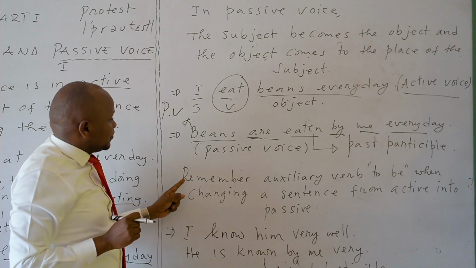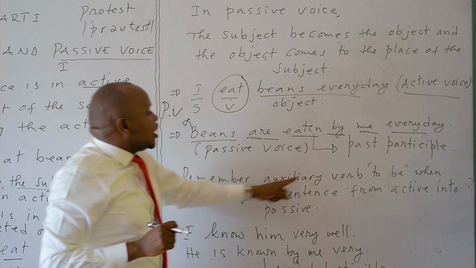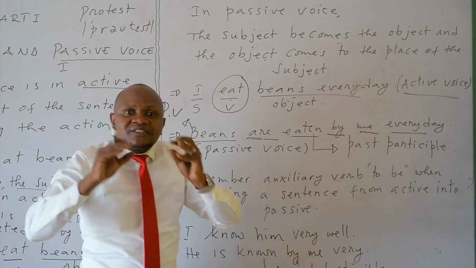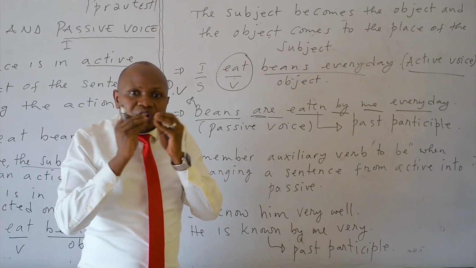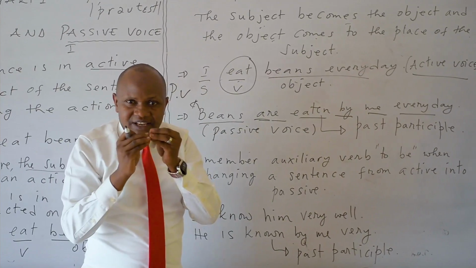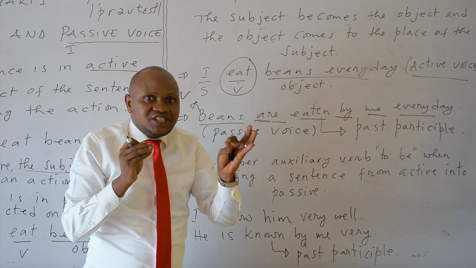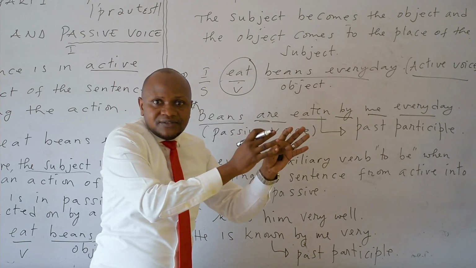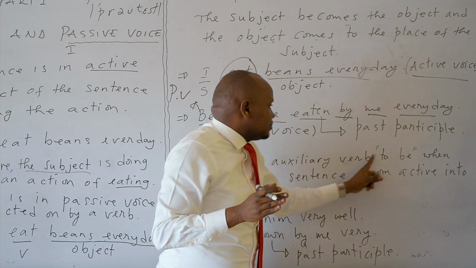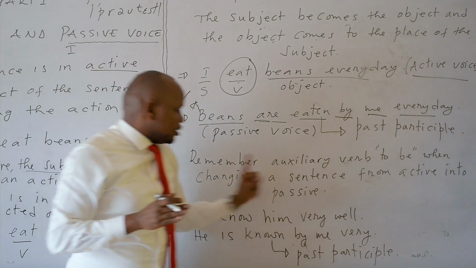Let us continue. Remember what we call auxiliary verb to be. When doing active passive voice, a sentence in the passive must go with verb to be. Yes, don't forget verb to be if you are changing a sentence from active into passive. You should remember auxiliary verb to be when changing a sentence from active into passive.